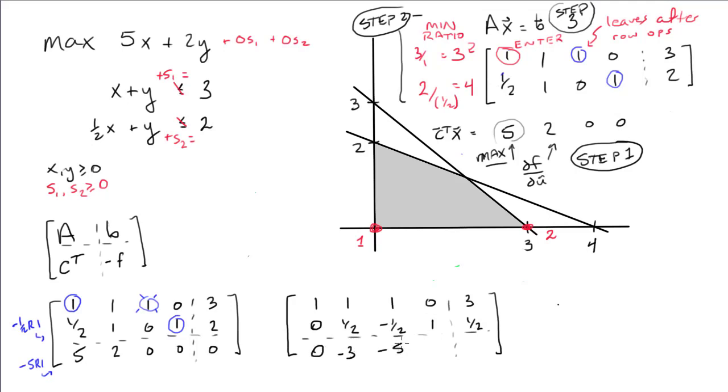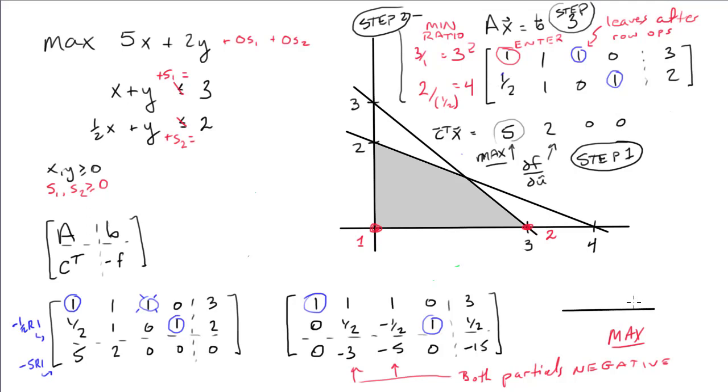All the entries now in the C vector are negative. I'm at a maximum because these C values are my partials. Well, it's the same sign as my partials. They're both negative. I'm at a max. Remember from last time when we calculated our partials, partial derivatives leaving the corner were -5 and -3 over root 2.